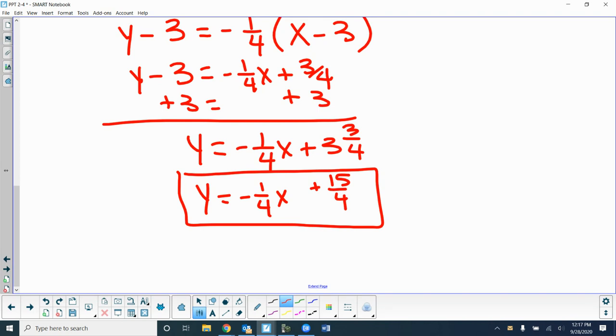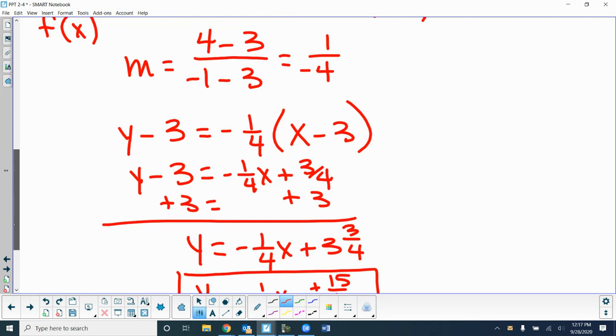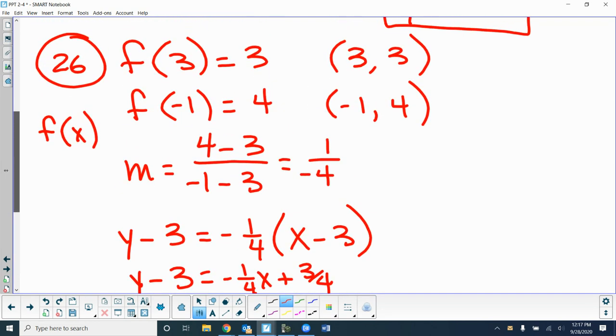So again, that's just a different way to give you 2 points. That's the x value, that's the y value of the point when they write it that way. Okay?